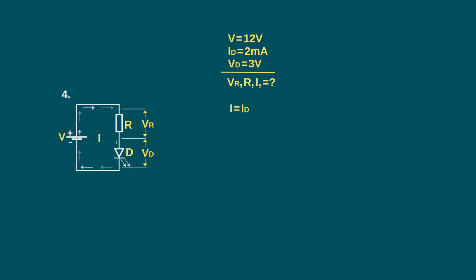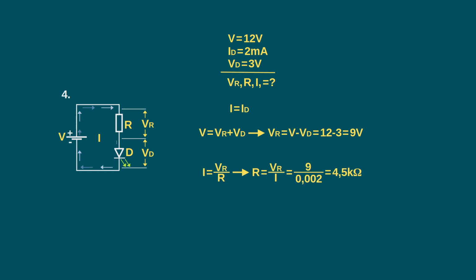The current through the diode is also the current through the entire circuit, including the resistor R. It means that we need to calculate the voltage VR. And then using Ohm's law to calculate the value of the resistor R. Although we got a value of 4.5 kilo ohms, we will choose the next standard resistor worth 4.7 kilo ohms. This will slightly reduce the current and brightness of the diode, but we get more stability.